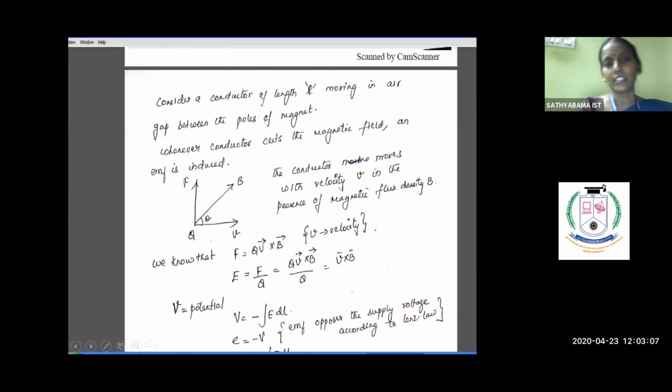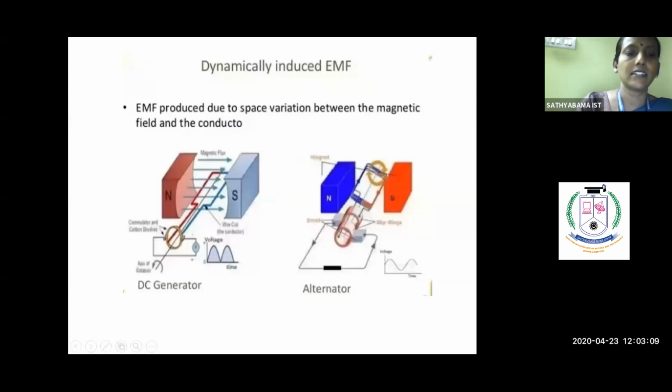When you go for a DC generator, your voltage is DC here. In an alternator, you will have a sinusoidal AC EMF. The operation remains the same in both cases. In a DC generator, a commutator will be present. In an alternator, the commutator is replaced by slip rings. I think you must have learned this topic in electrical technology. The same concept we are going to learn in terms of electromagnetic field.